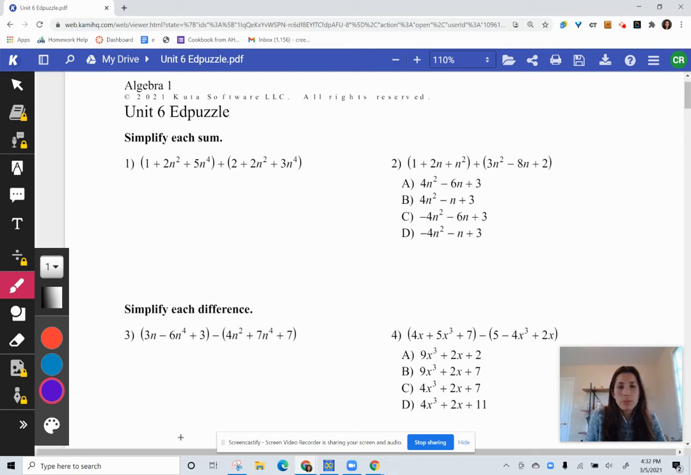So in the first problem, we are looking for the sum. If you've noticed here, we're adding these two things together. And if we're adding them, the signs of all of our terms are not going to change, so we don't need to rewrite anything.